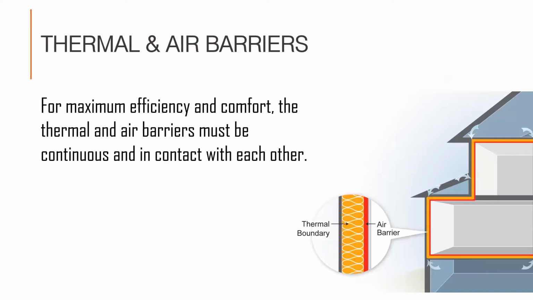For maximum efficiency and comfort, the thermal and air barriers must be continuous and in contact with each other. The trick to this seemingly simple approach is that we know our building assemblies like floors, walls, and roofs don't allow us to paint this pretty picture, a continuous yellow and red line around our conditioned space.